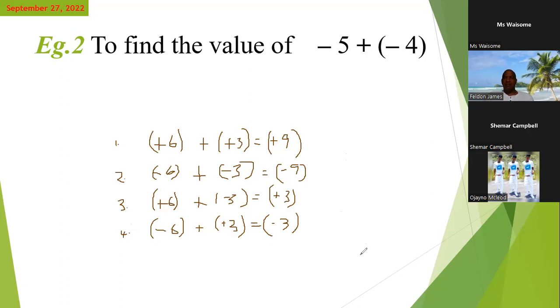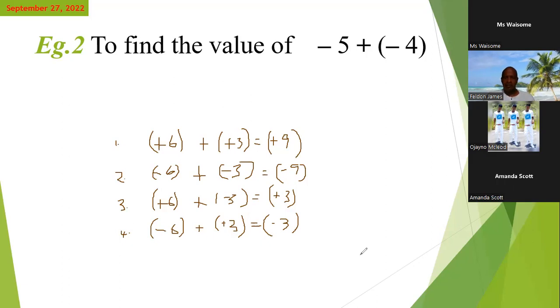Go ahead, Miss Wilson. I realized that positive and positive gives you positive, negative and negative gives you positive. Where you have positive plus negative, you take the sign of the bigger number, so we'll have a positive answer. And for the last one, negative plus positive, we take the sign of the bigger number, so it would be -3.